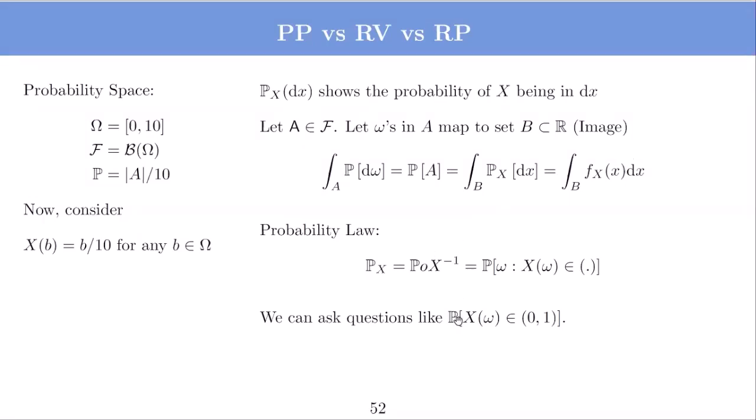The probability law is again the same thing, where I can ask the question, what is the probability that X(omega) belongs to [0, 1]? So if I ask this question, I want P_X of [0, 1]. So I compute the pre-image of this set. I find all the omega which map to this, and then I compute the probability of that.